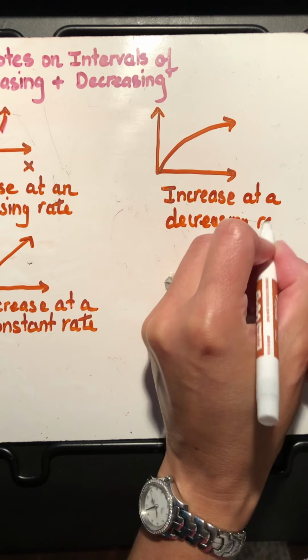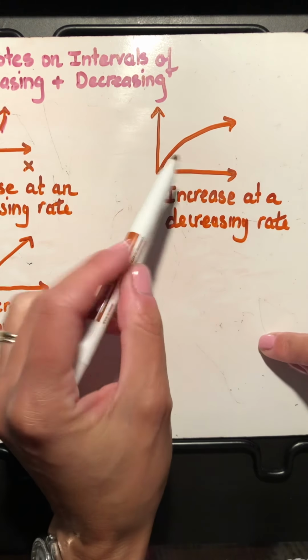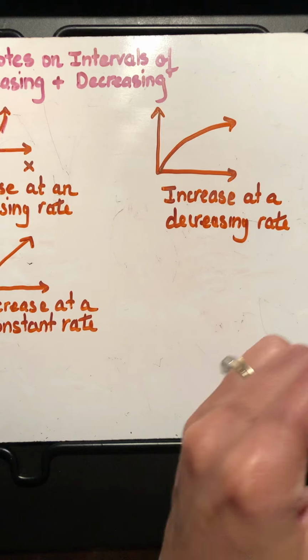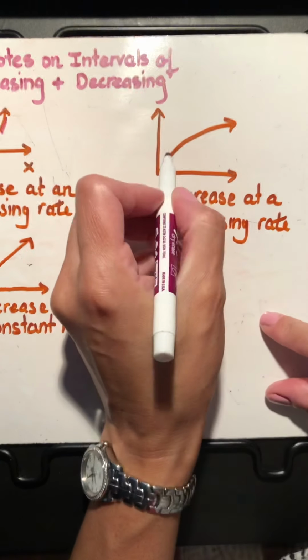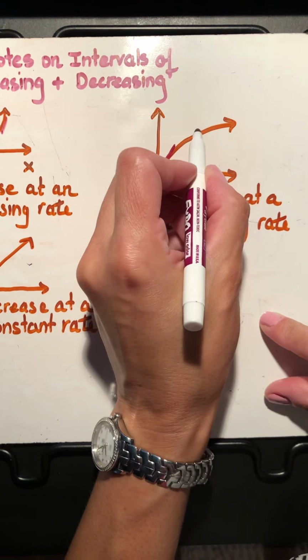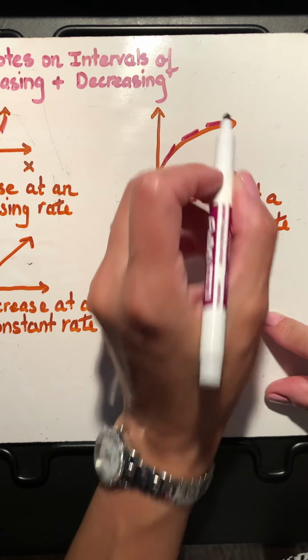And the reason we're increasing at a decreasing rate is we're increasing, so the slope is positive, but the slope is becoming less and less steep, right? If I draw tangent lines to approximate the slope.